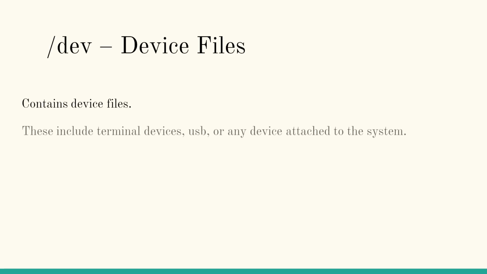Now let's start with the dev, devices or device files. This contains device files. These include terminal devices, USB, or any device attached to the system. For example, /dev/tty, which is the teletype, tty1. Don't worry, we will talk about this later on in this course. The /dev/usbmon0. These are examples.